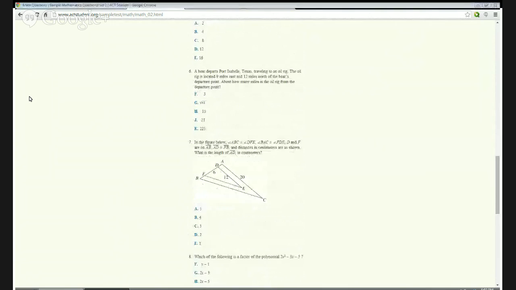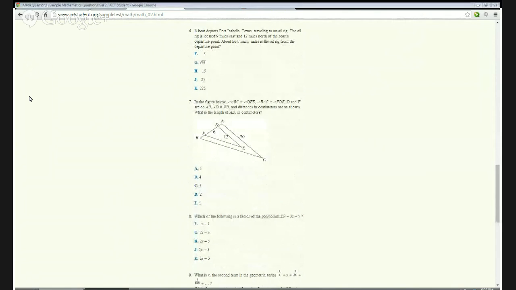Okay, so number 6. A boat departs Port Isabel, Texas, traveling to an oil rig. The oil rig is located 9 miles east and 12 miles north of the boat's departure point. How many miles is the oil rig from the departure point? So this is actually a geometry problem. And when you see something like this, I always tell my students the first thing you want to do is draw a diagram. It does not give you a diagram, but this ends up being a triangle, and then you can solve easily for a triangle.